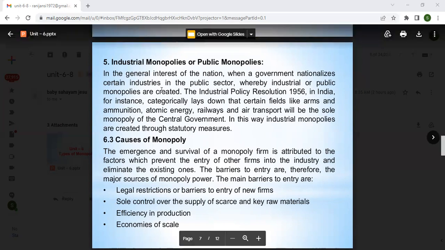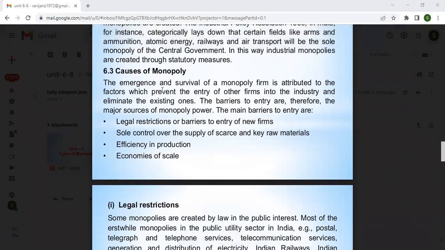Next one, cost of monopoly. The emergence and survival of the monopoly form is attributed to the factors which prevent the entry of other firms into the industry and eliminate the existing ones. The barriers to entry are therefore the major source of monopoly power. The main barriers to entry are legal restriction or barriers to entry of new firms, sole control over the supply of scarce and key raw materials, efficiency in production, economies of scale.